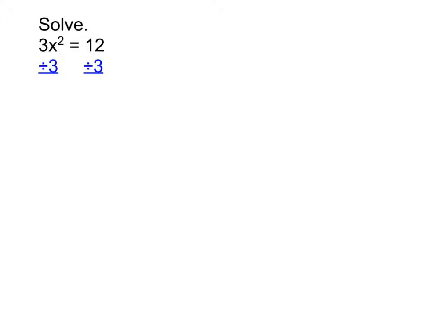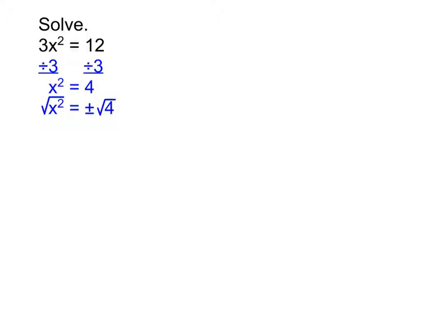Yep, we divide both sides by that 3. Answer's 2. So when we do that, we find that x squared equals 4. Now, what do I do to get rid of the squared? What am I going to do to both sides? Square root. Square root undoes the square.